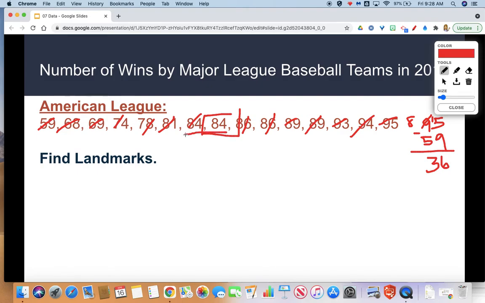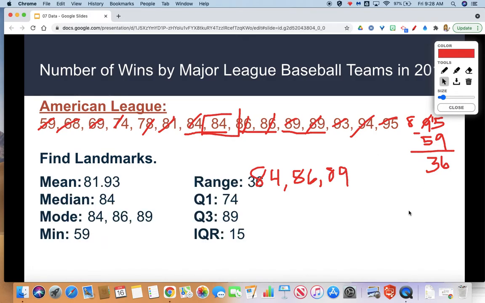I see two 84s, two 89s, two 86s. So I think I have three modes, 84, 86, and 89. And I can't remember what other landmarks there are on there. Oh yeah, we had Q1, Q3, and IQR as well.